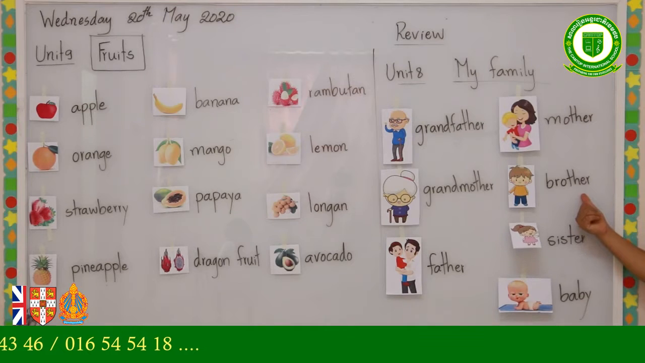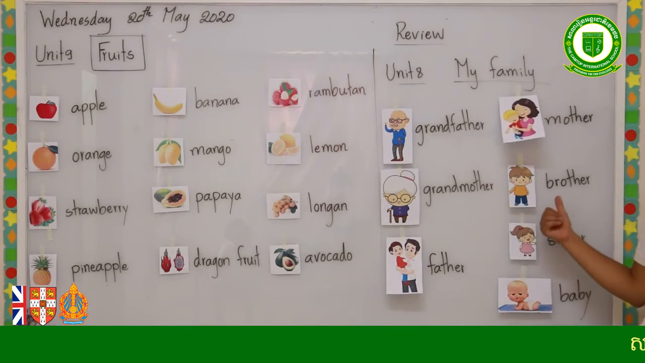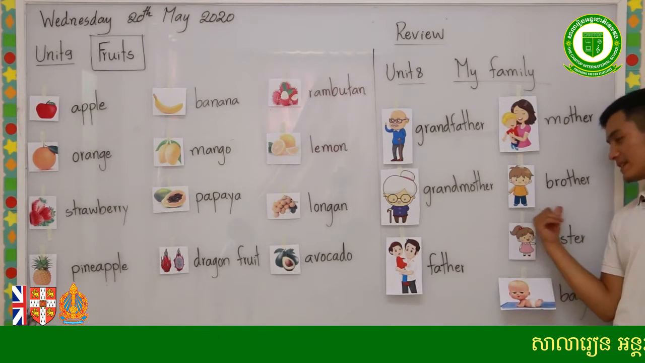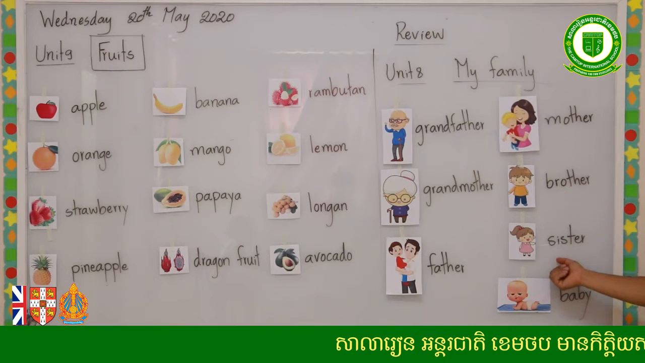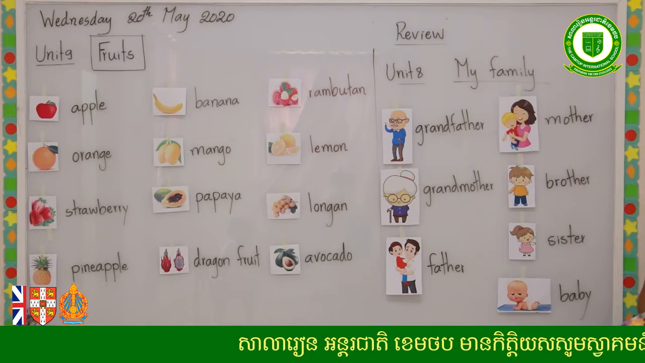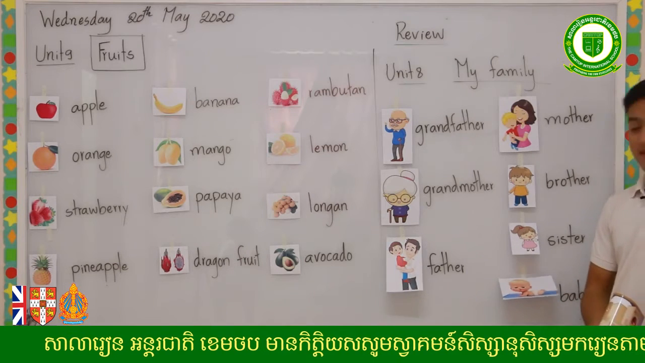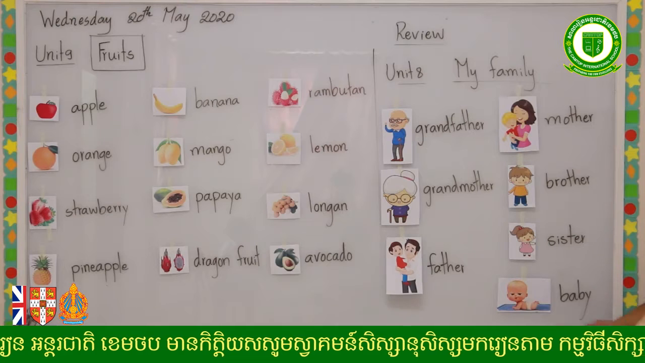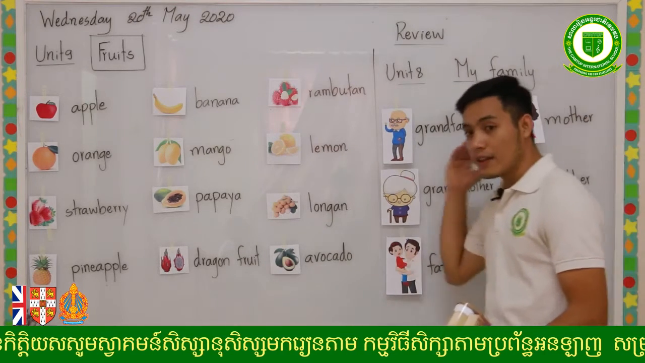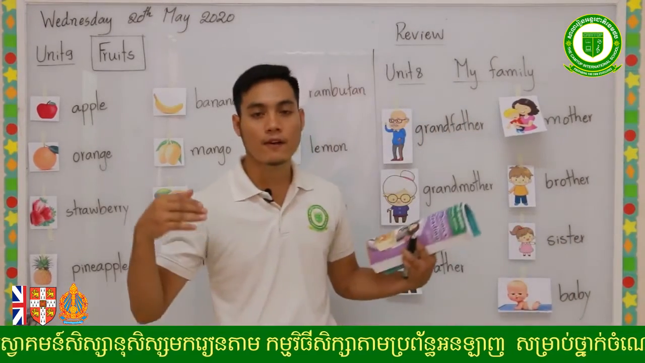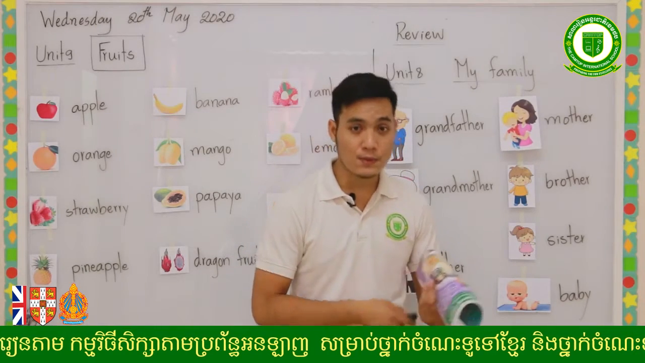And the next one is your brother. This is my brother. And this one is sister. This is my sister. And the last one is baby. So these are the words that you learned from Unit 8 last week.